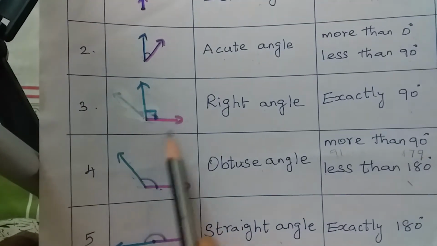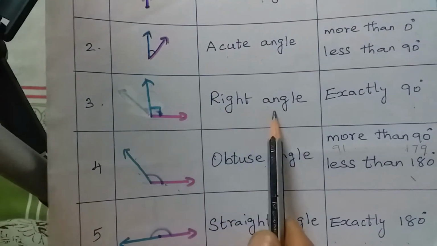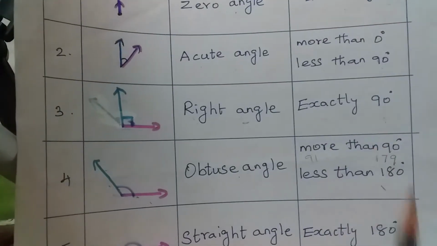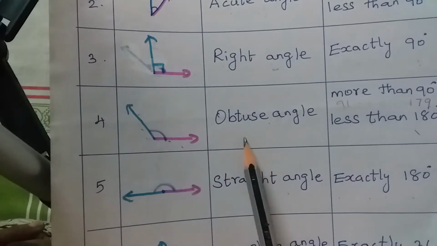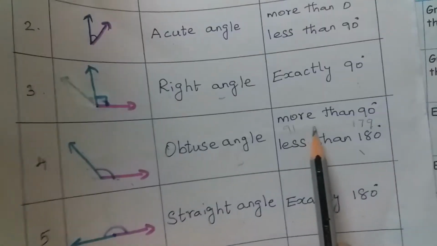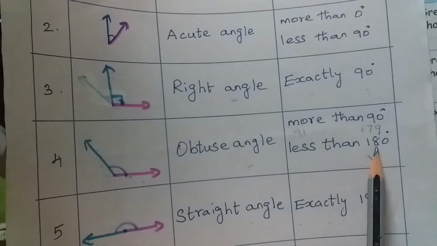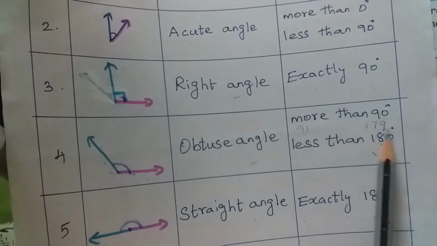When you have two straight rays that meet at a point, then the angle between them is a right angle and it measures exactly 90 degrees. Now look at this. When the rays are away from each other, it is an obtuse angle and the measure is more than 90 degrees but less than 180 degrees. More than 90 means 91, 92, 93 up to 179.